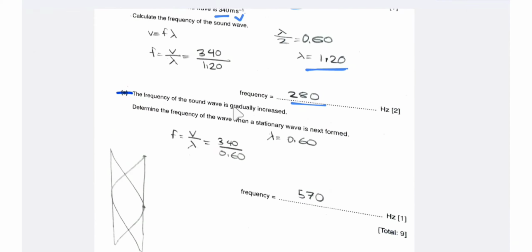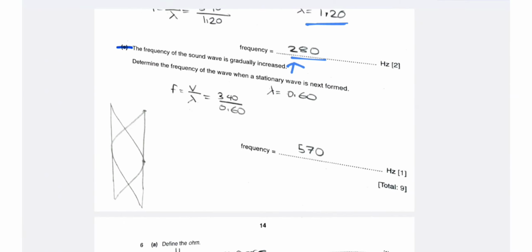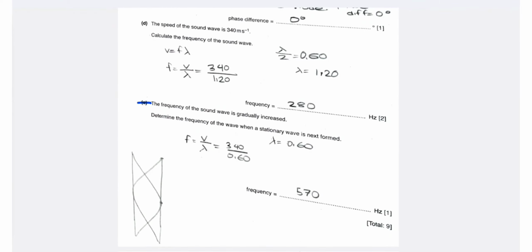Then the frequency of the sound wave is gradually increased. Determine the frequency of the wave when a stationary sound wave is next formed. So we need to determine the frequency when the next stationary wave is formed. Here it says that the frequency increases. Since the frequency increases, lambda decreases. Or in simpler words, since frequency is gradually increased, more waves are formed.